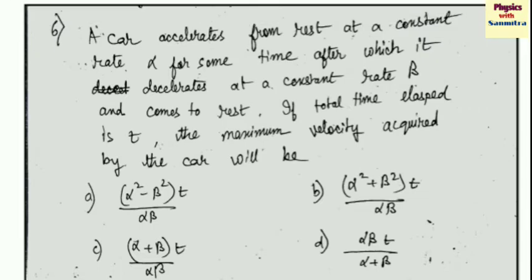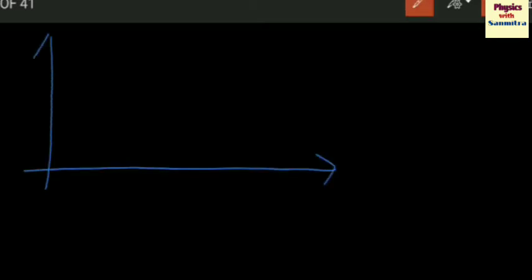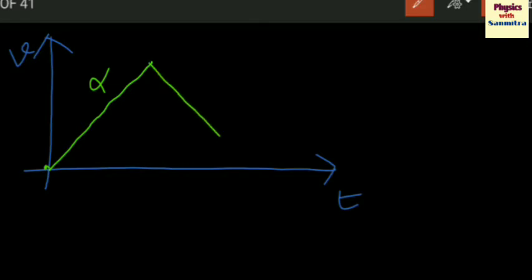Now let's draw the curve, then we'll understand. Let's draw the velocity-time graph. A car is accelerating starting from rest. Rest means v is equal to 0, and it accelerates with a constant rate alpha, so the slope is alpha here. Then it starts deaccelerating with a rate beta. Beta is given as deacceleration and not acceleration. We'll understand its significance later.